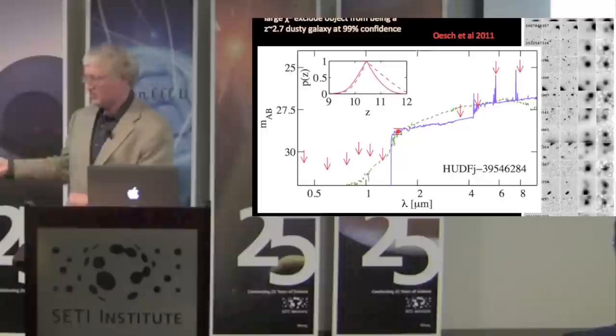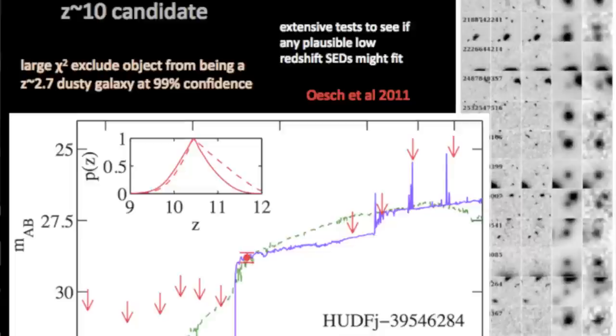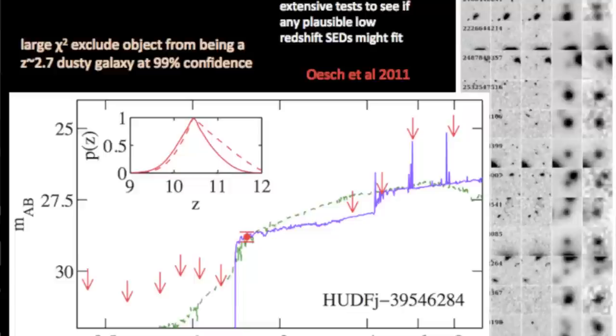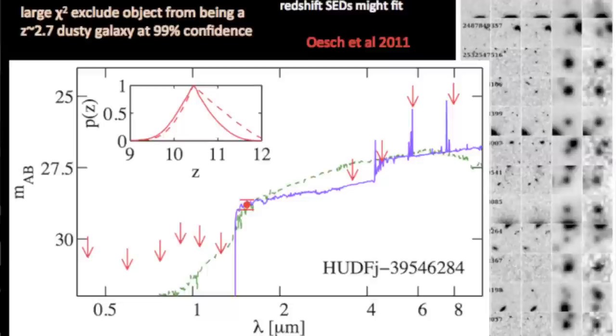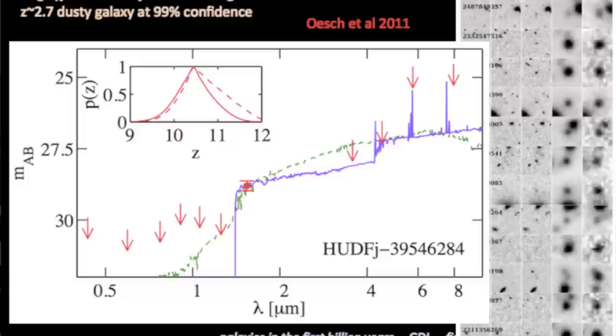But it still turns out, because we have such a wealth of data, all these red estimates here, that we can exclude this at 99% confidence from being the object that we see at redshift 10 is actually a lower redshift galaxy like this. And there may be something that we haven't thought of yet or observed, because now there's a large database of objects at lower redshift. But this is probably pretty likely to be at redshift 10.